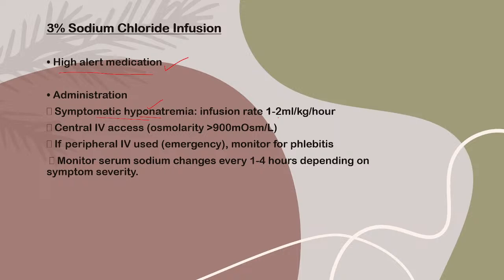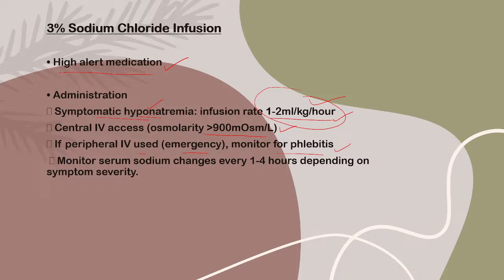We will infuse at the rate of 1 to 2 ml per kg per hour, not more than this, otherwise it can cause demyelination. All right, central IV access for osmolarity more than 900 milliosmol per liter, and if a peripheral line is used, like in emergency, we need to monitor for phlebitis.